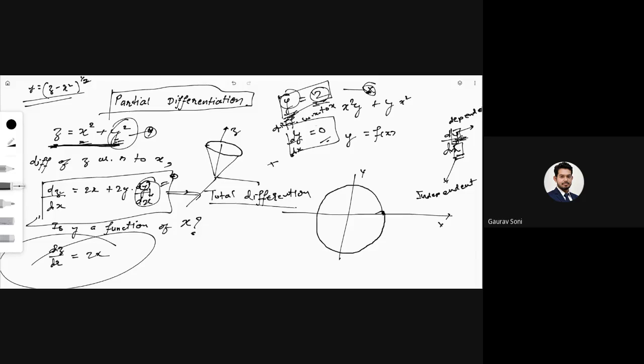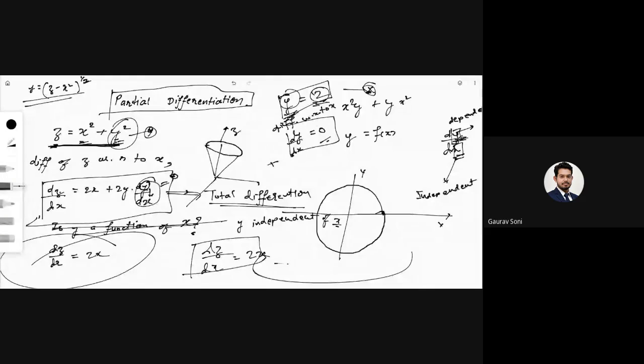So in this case, we are assuming that y depends on x, z depends on x, and the total derivative is there. But now I am exploring a case where y is independent of x. In that case, dz by dx is equal to simply 2x. So this now is not the total derivative, but you have differentiated it partially.